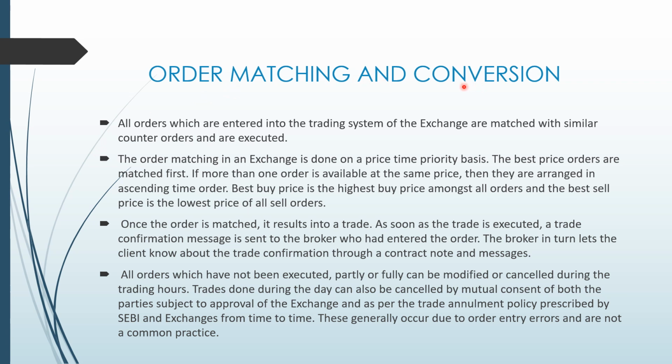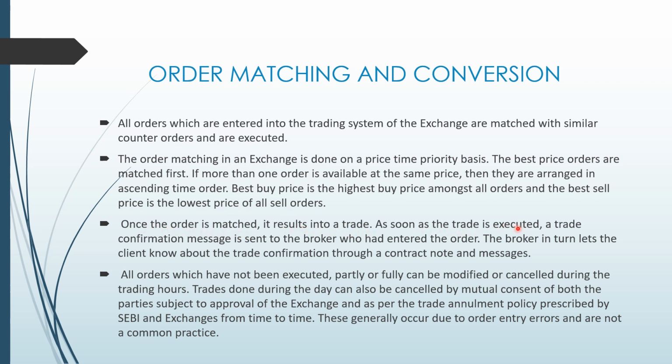Order matching and conversion. All orders which are entered into the trading system of the exchange are matched with similar counter orders and are executed. Order matching in the exchange is done on a price time priority basis. This means that the best price orders are matched first. If more than one order is available at the same price, they are arranged in ascending order of time. Best buy price is the highest price amongst all buy orders, and the best sell price is the lowest price of all sell orders. Once the order is matched, it results into a trade.